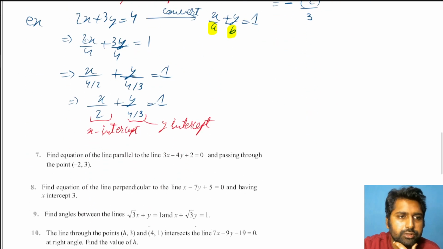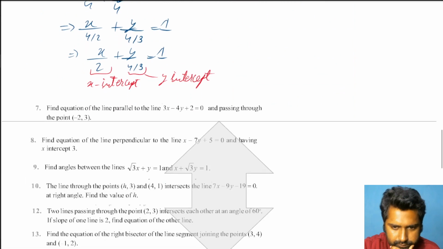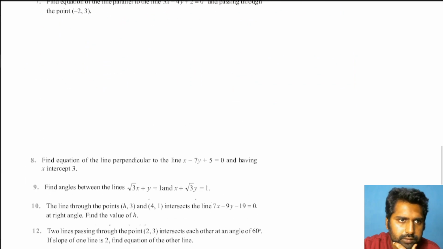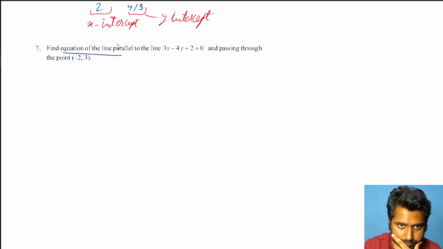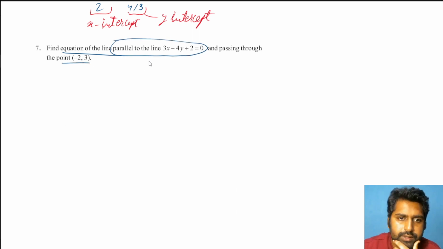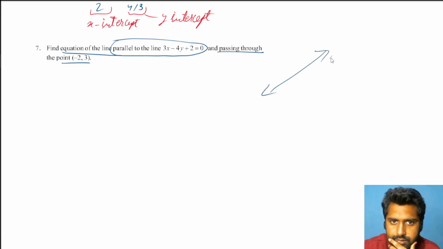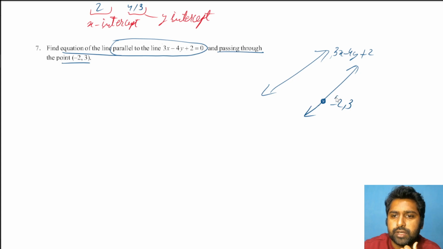Let's look at the application of this concept that I've taught you now. First question based on these ideas: find the equation of a line. So still we are talking about the equation of a line, parallel to a given line, passing through a point. This time he has not given you the slope, but he has given you a line, 3x minus 4y plus 2. It is parallel to some other line, and it is passing through minus 2 comma 3.